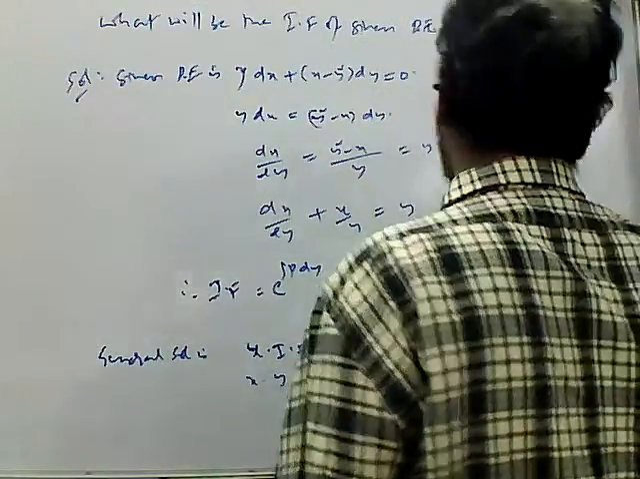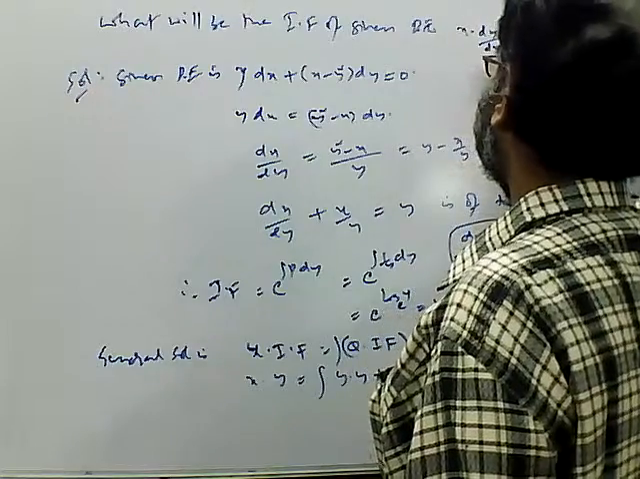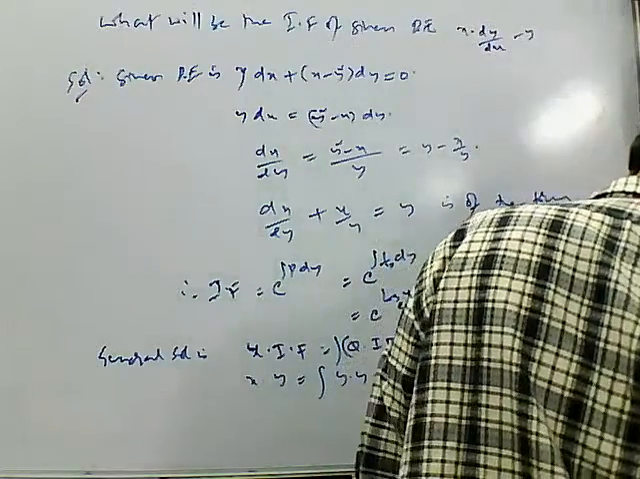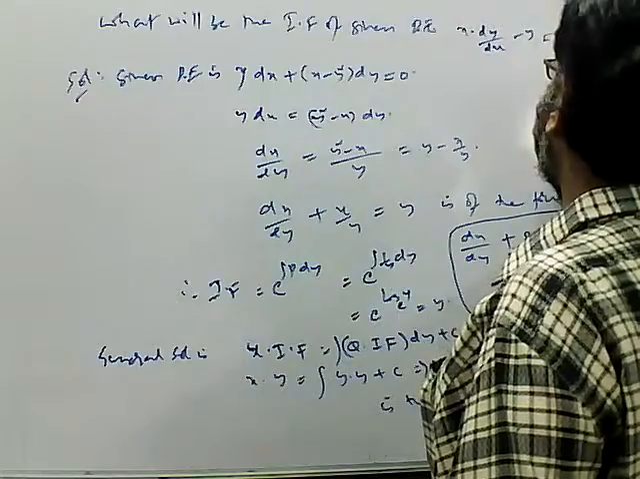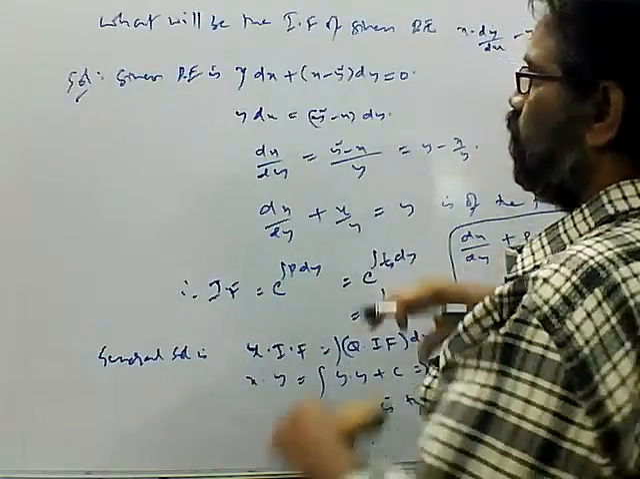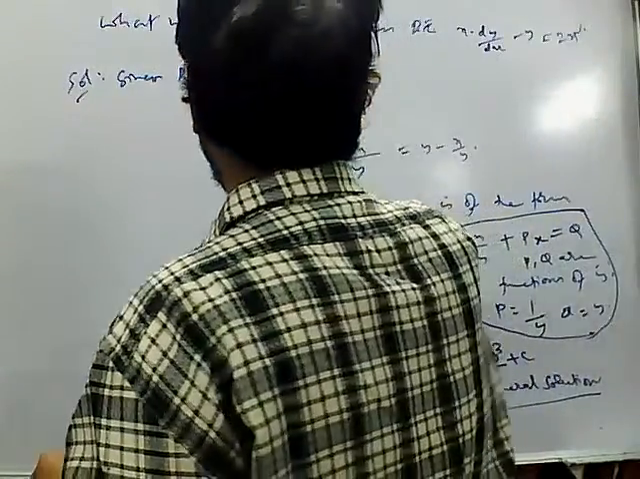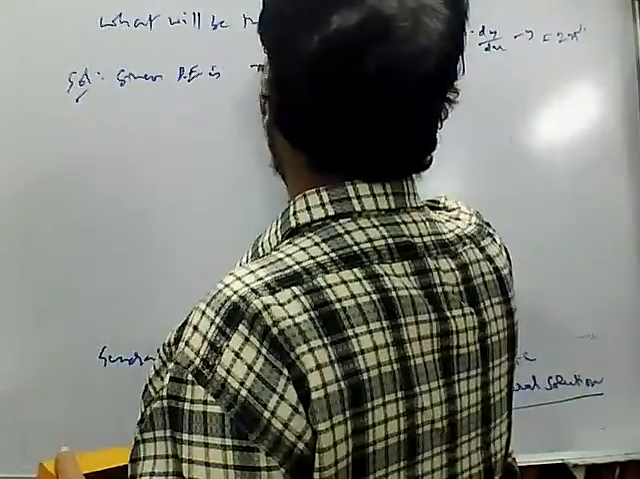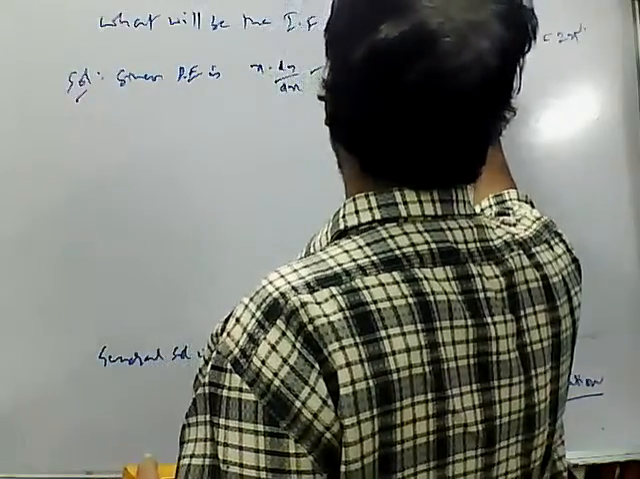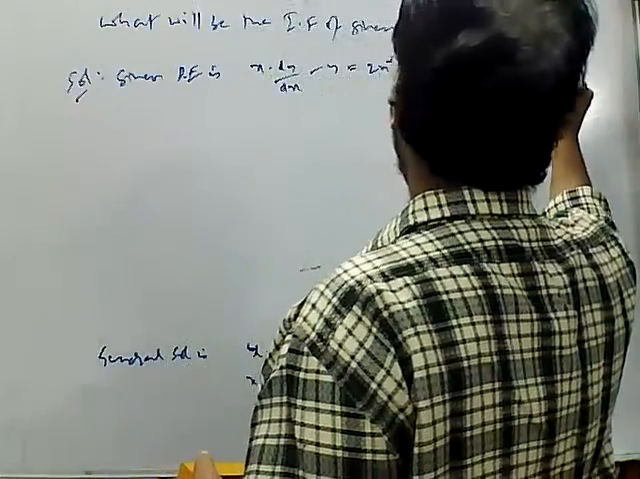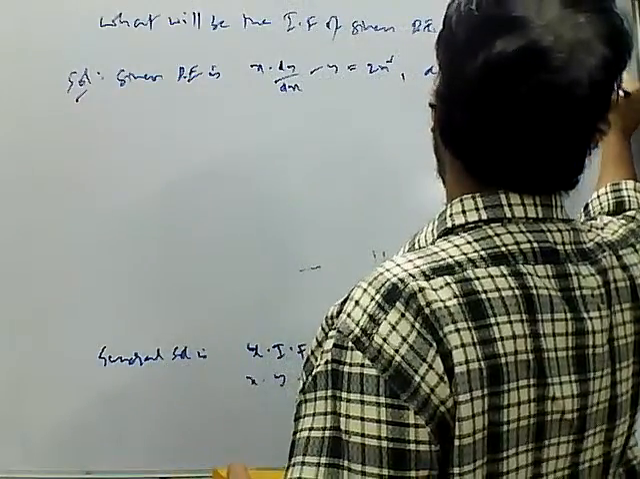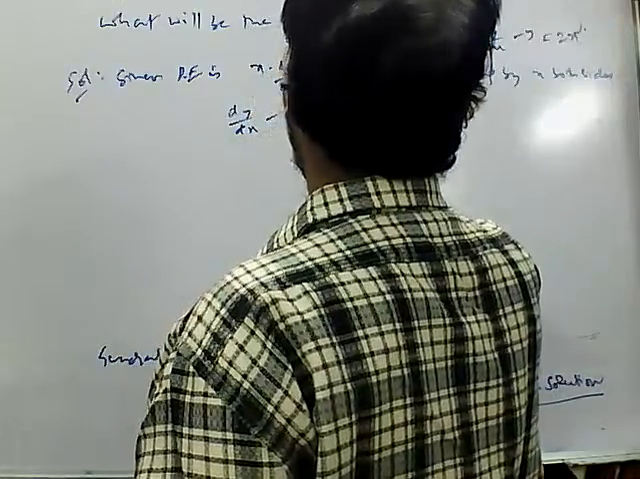x dy by dx minus y is equal to x square. See, always you have to remember the coefficient of dy by dx should be 1. So in order to make the coefficient of dy by dx equal to 1, what should you do? You have to divide both sides by x. So dy by dx minus y by x is equal to x.